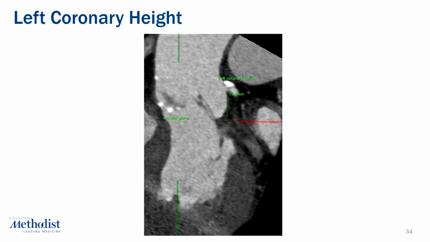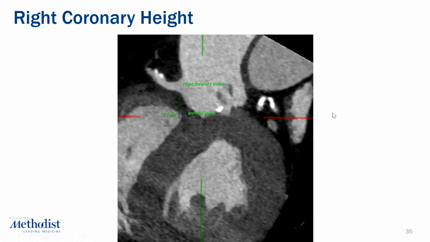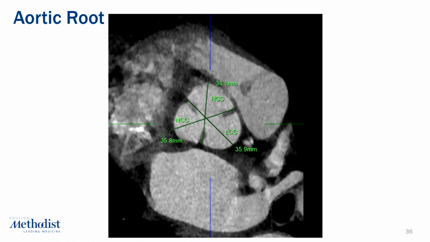You can move up and down the coronal and sagittal planes. You don't want to move up and down the axial plane, because once you've identified your plane in the axial view, you want to keep it locked there and just move up and down the coronal and sagittal till you identify the left coronary ostium. From there, you draw a horizontal line and you measure the distance from the ostium to that horizontal line, and that's basically your left coronary height. And then you do the same for your right ostium. Right coronary ostium, you draw a perpendicular line to the annulus, and then you measure your right coronary height.